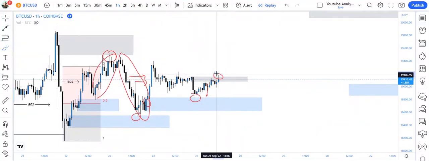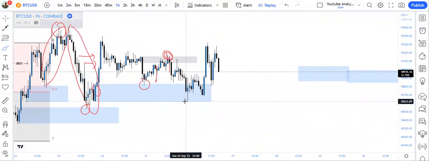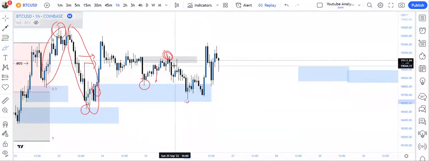Now, this supply zone is still valid, obviously, as mentioned. So we can look for sells all the way down from this supply zone. And you can see right until your price tap, obviously, and then it stopped us out. But still, this entire move right over here, we could have caught a great trade.